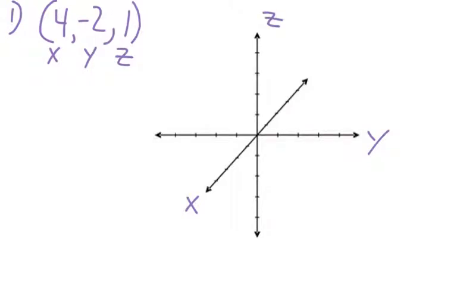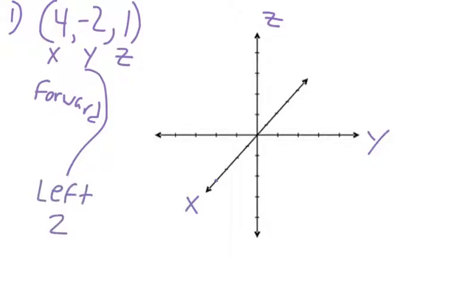So x is 4. So what I'm going to do is go forward. So this is forward 4. So I'm going to start right there. I'm just going to mark that point. Then y is -2, so left 2. So instead of going left 2 over here, I'm going to go left 2 spaces this way.